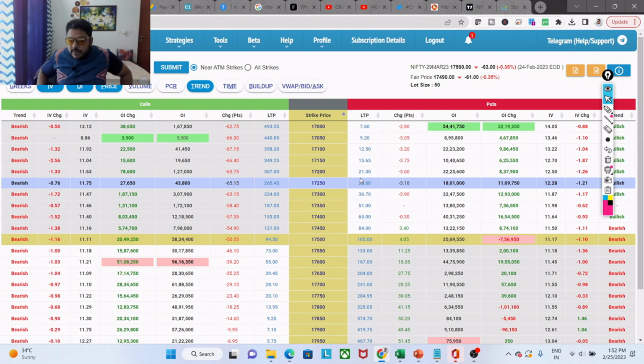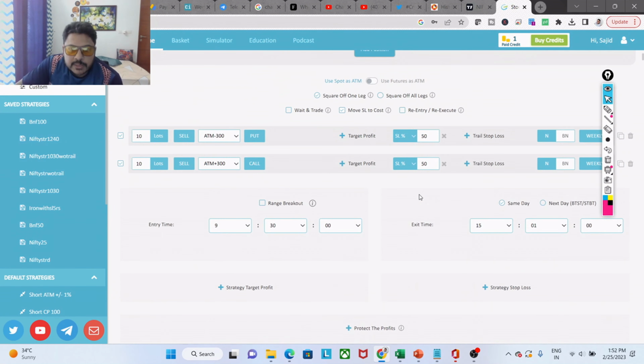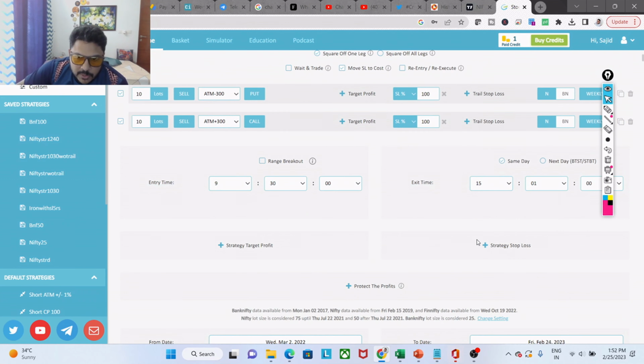If you want to increase your accuracy more, you can do it with 100% also. That can also be possible. You want to see how 100% looks, I can just utilize my last credit and see how it looks with 100% stop loss. Why not? Let's try it out.